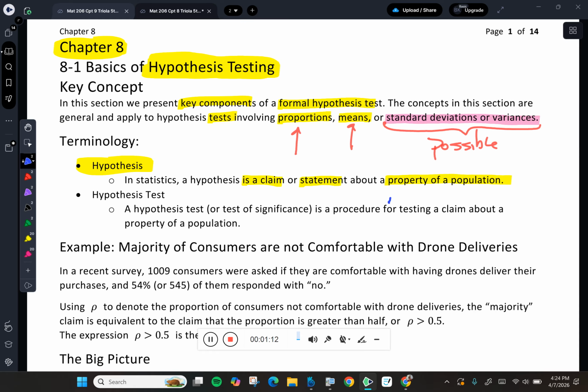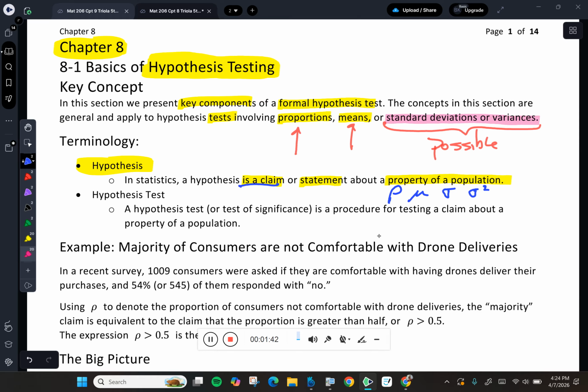So it could be a statement about a population proportion, rho. It could be a statement about a mean of a population. It could be a statement about a standard deviation or a variance of a population. So someone is going to make a claim or a statement about those. They're going to say that this is the value for rho, or this is the value for mu, or this is the value for sigma.